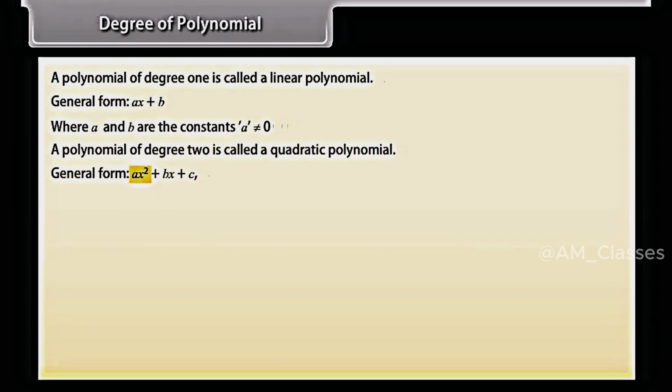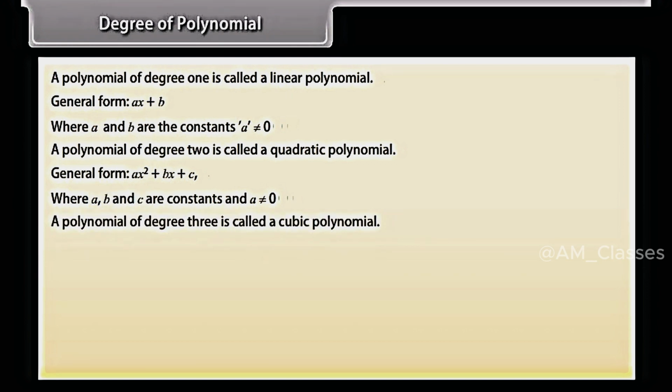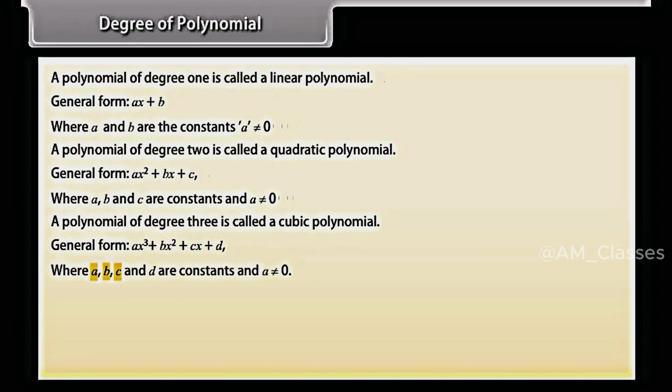Its general form is ax square plus bx plus c, where a, b, and c are constants and a is not equal to 0. A polynomial of degree 3 is called a cubic polynomial. Its general form is ax raised to the power 3 plus bx raised to the power 2 plus cx plus d, where a, b, c, and d are constants and a is not equal to 0.